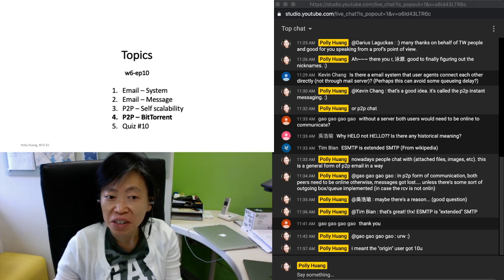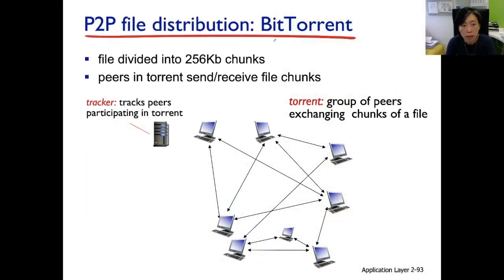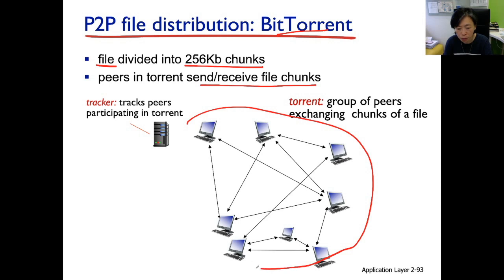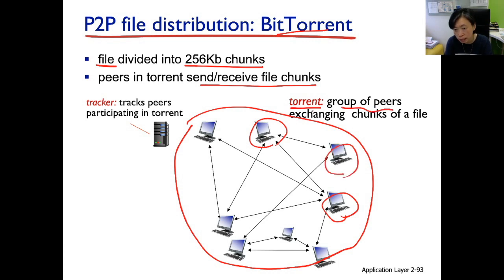Now let's quickly take a closer look at an example, BitTorrent. The way the file is distributed in BitTorrent is, instead of sending one big file at a time, it's divided into smaller chunks, 256 kilobytes per chunk. And the peers in a torrent send and receive these file chunks. So here, to illustrate the P2P network, each of these is a peer. The group of peers forms a torrent, and they exchange chunks of a file.